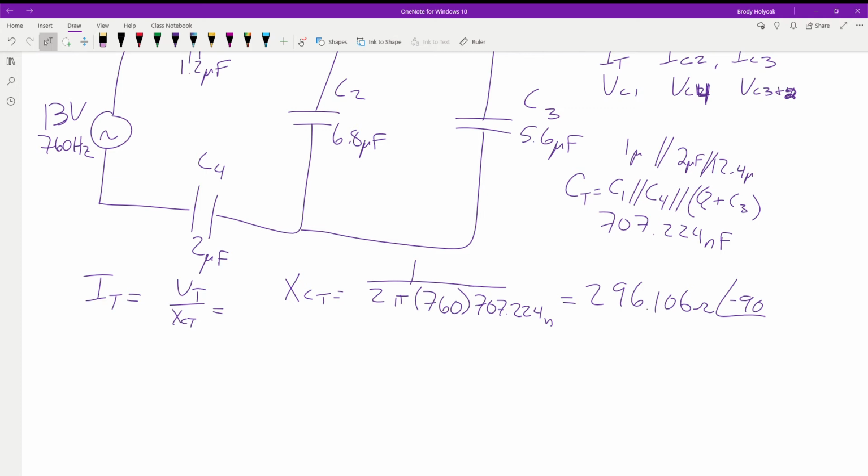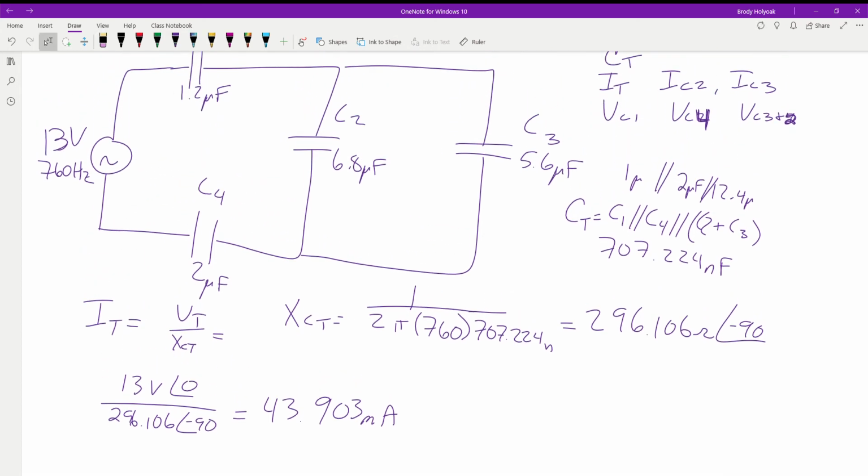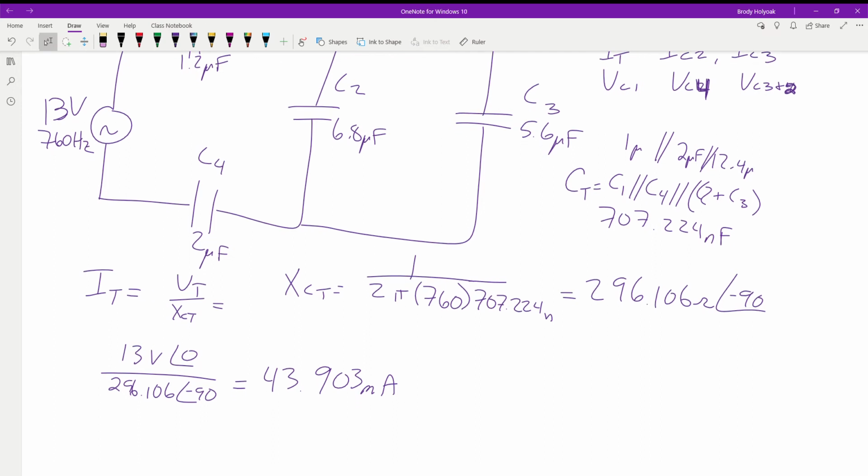Now that we have that value, we can plug it in over here. We have 13 volts at 0 divided by the 296.106 at negative 90. And that gives us a total of 43.903 milliamps. Now that we have that, we can come back across and solve for the voltages. We can just use voltage divider at this point. We don't have to go through and solve with current because all we have is capacitance. The phase angles are the same, so we can do this.